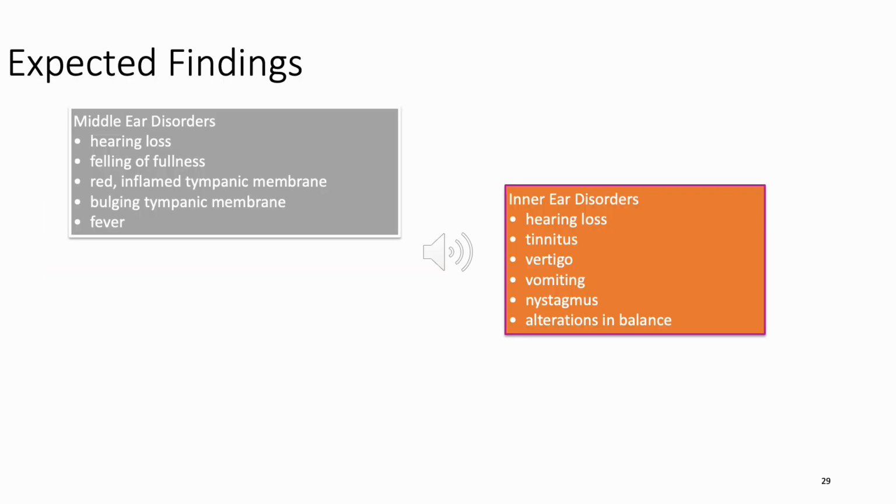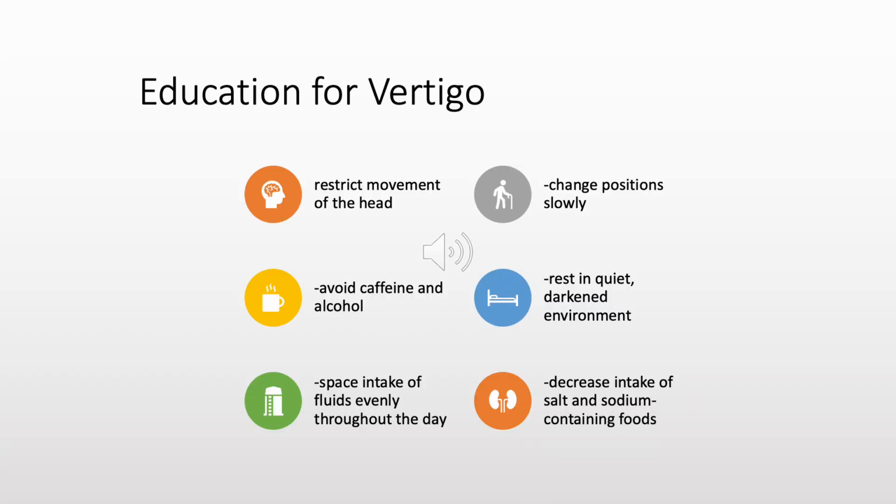When you take 120 next semester, you're going to learn about otitis media and middle ear disorders. Inner ear disorders, we're going to talk about a little bit, can result in tinnitus. So if somebody took too much aspirin, they might get tinnitus. Also vertigo, vomiting, nystagmus, like we talked about earlier, and alterations in balance. If somebody is suffering from vertigo, they need to restrict the movement of the head because that's going to stimulate their 8th cranial nerve.